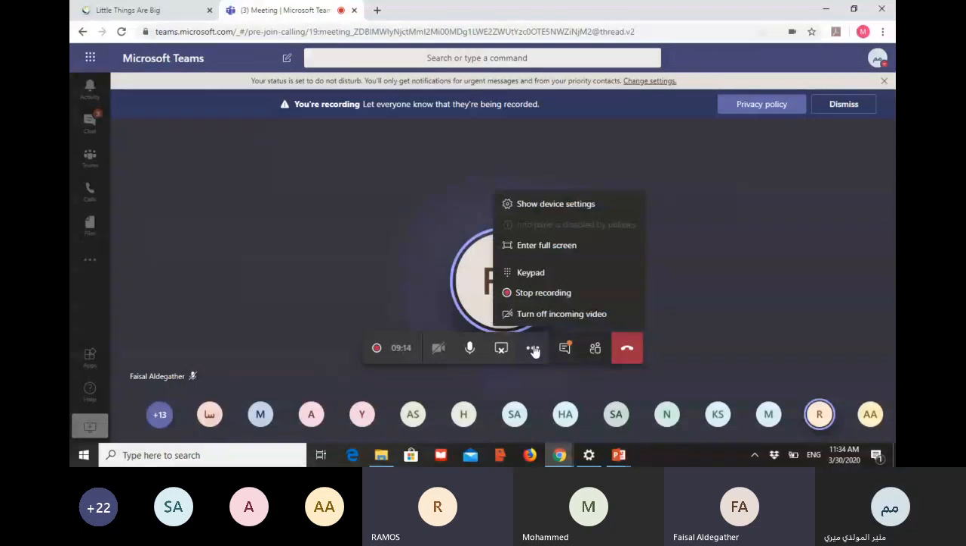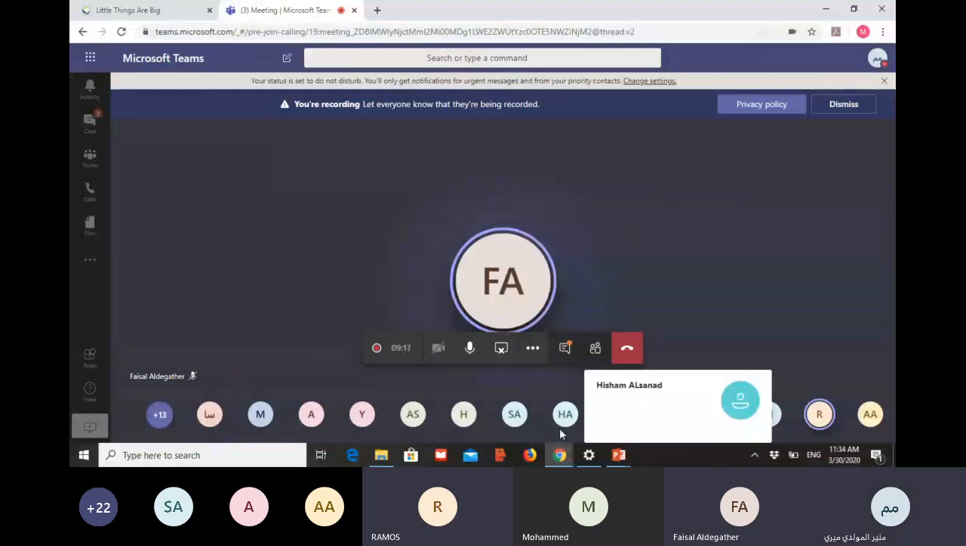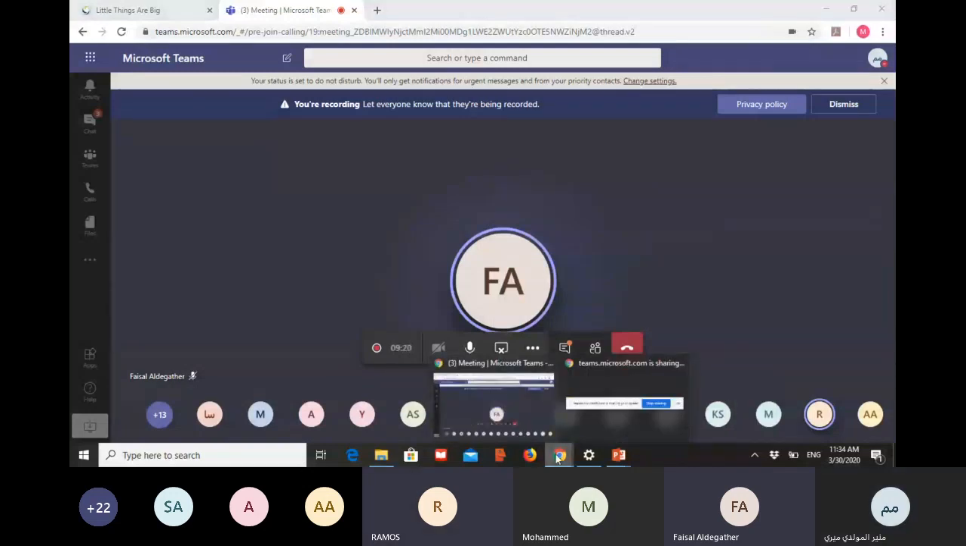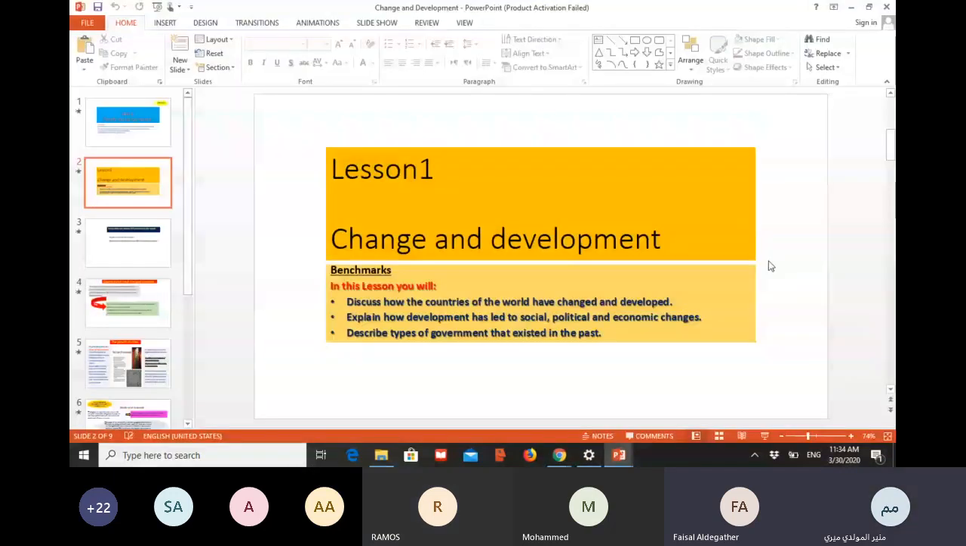Yes, please. How did the people used to live in the past? They are in horses. They are in what? Horses. Cars. We don't have cars.